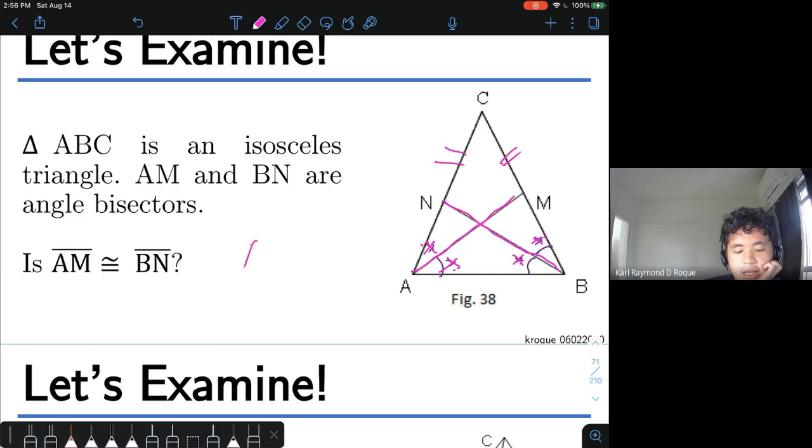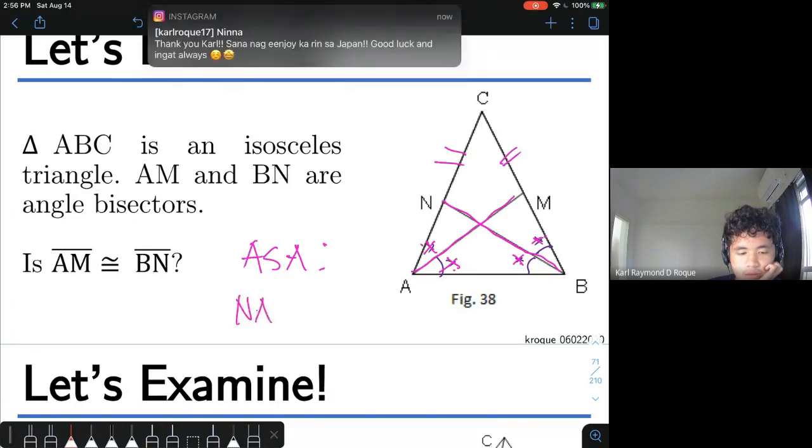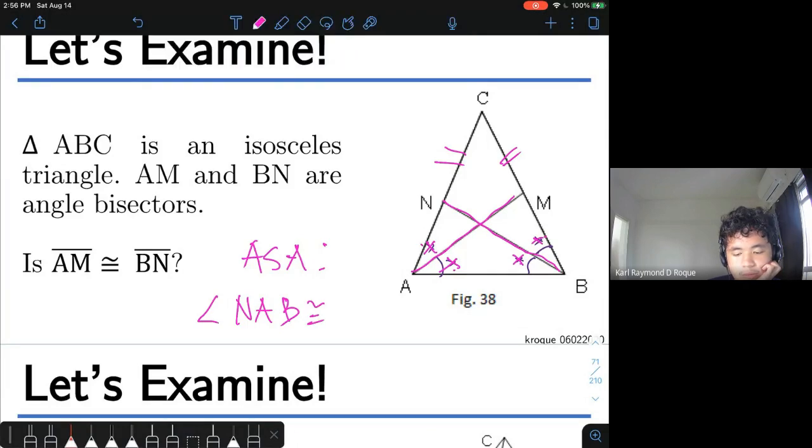So, by ASA, we know that NAB is congruent to MBA. Ayan. Mali ako ng... Yan pala. Yan. O, yun na tayo. Sure na tayo. MA and BN congruent by ASA.